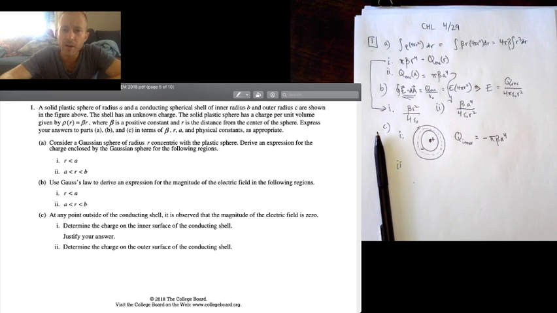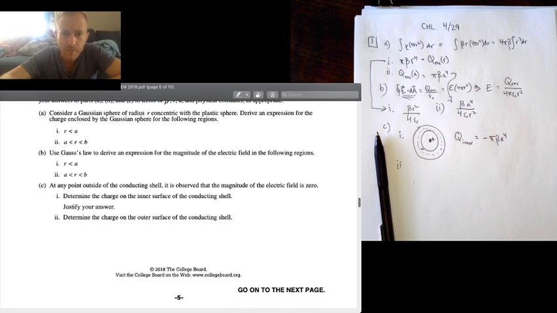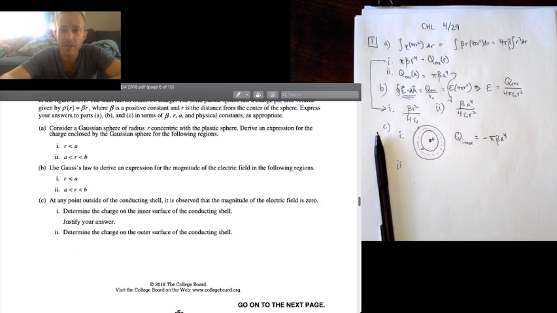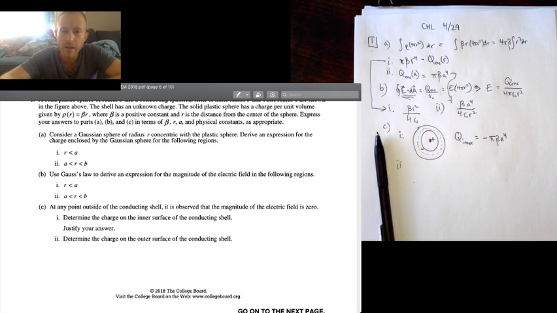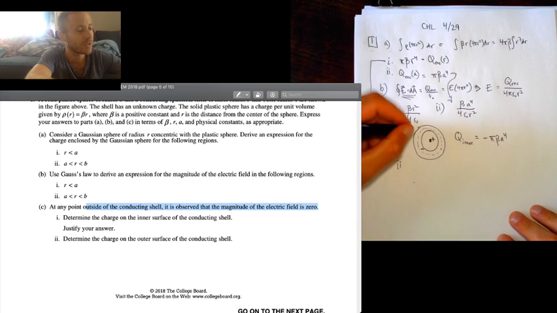Then for part 2, it says determine the charge on the outer surface of the conducting shell. And notice how it says that the electric field is 0 even outside the conducting shell. So that means that we still have to enclose 0 charge, even if our Gaussian surface is out here.